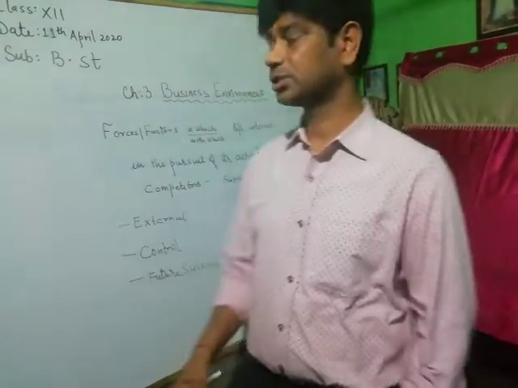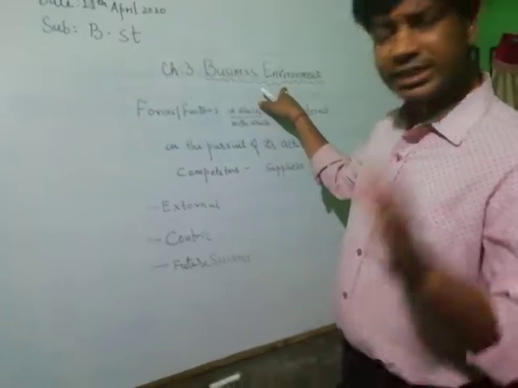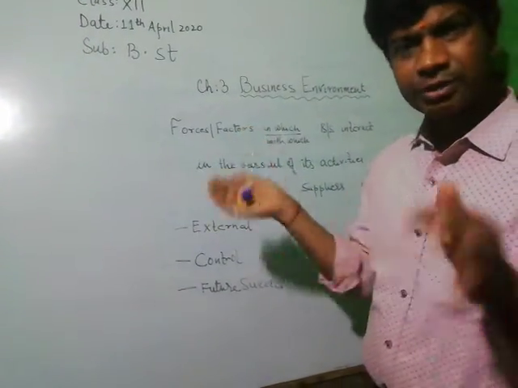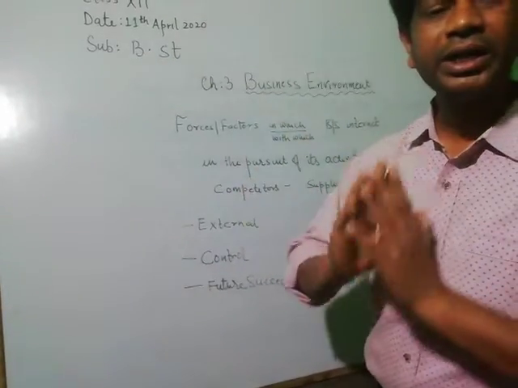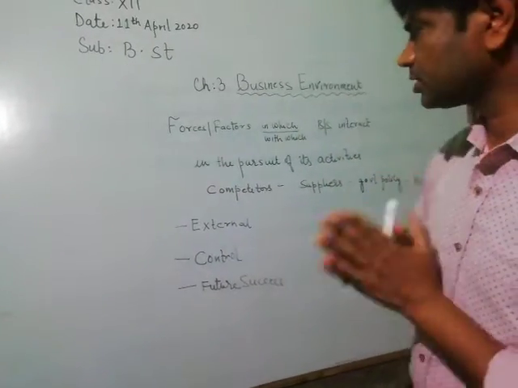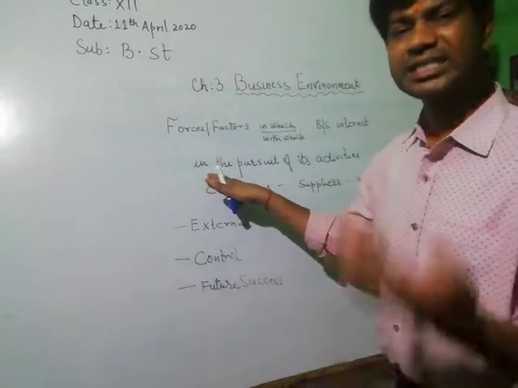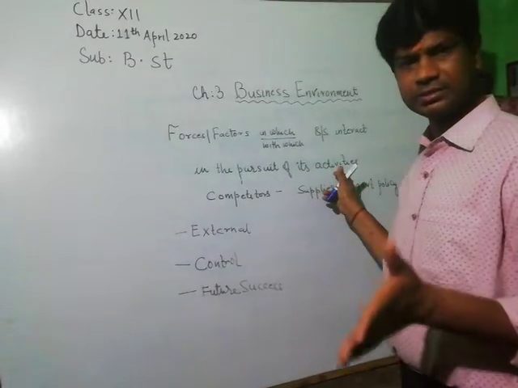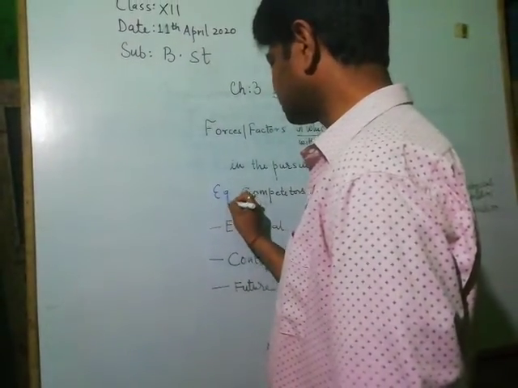Now let us summarize this. Business environment basically refers to the forces or the factors in which and with which a business interacts. Now when does a business interact? A business interacts when it is operating its business activity or in the pursuit of its activities. I have given you the example like competitors.